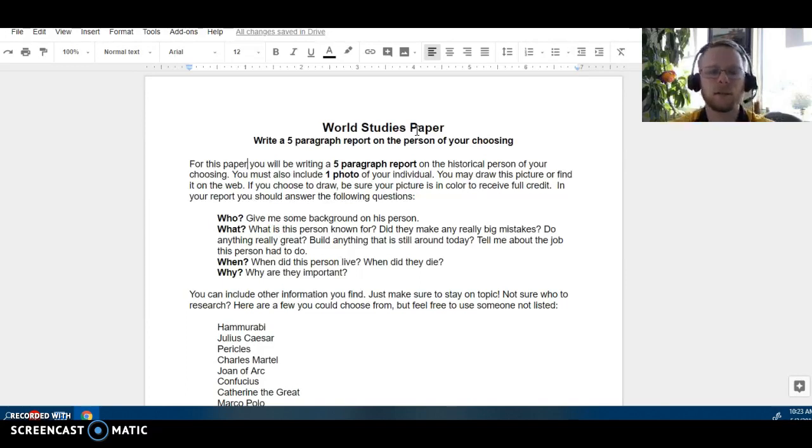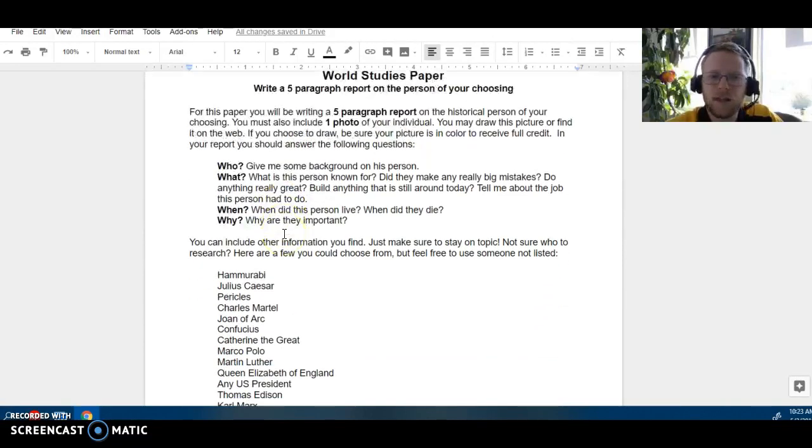What are we talking about in this paper? Well, it's 5 paragraphs. You can answer the following questions. Who is this person? Give me some background. What is this person known for? Did they make any big mistakes? Did they do anything really great? Did they build anything that's still around, like democracy or a monument or something like that? When did this person live? When did they die? Are they still alive? And why are they important? Really, you're just writing a 5-paragraph paper on this person, and really tell me anything you want about them as long as it's 5 paragraphs.